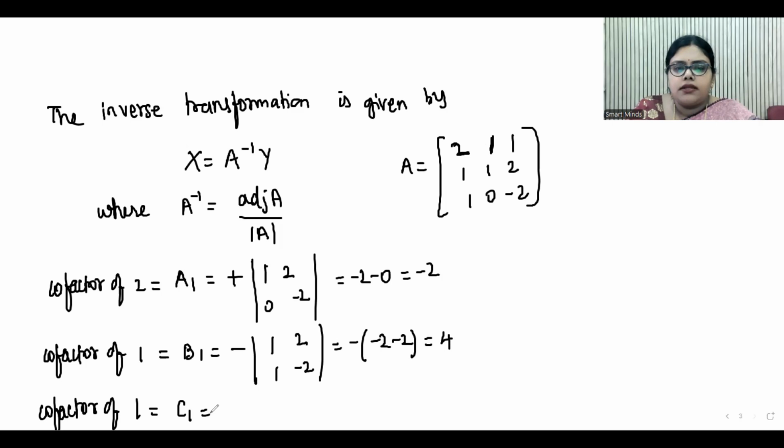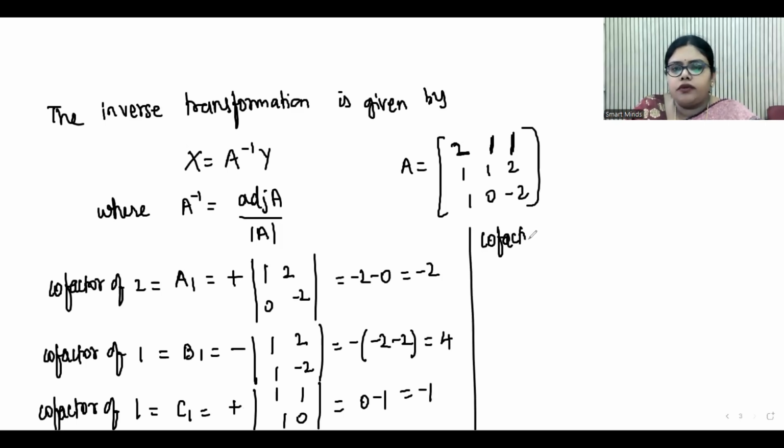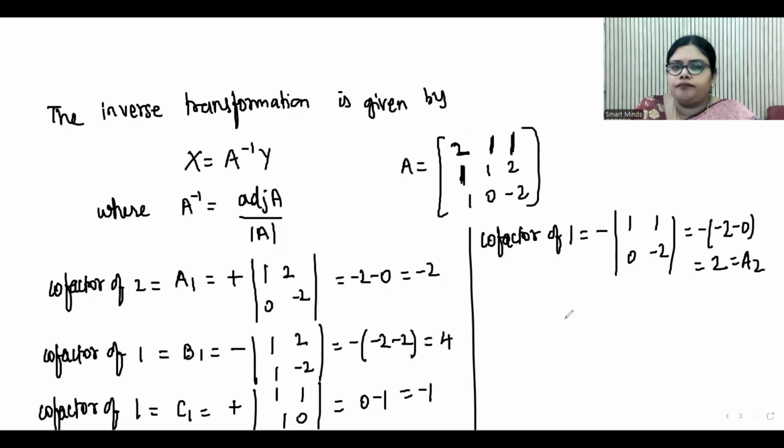Now we need to find the cofactor of 1. That is C1. C1 is plus of, now remove this row, this column where you have this 1. So remaining elements are 1, 1, 1, 0. That is 0 minus 1, which is equal to minus 1. Now the same way we find the cofactor of the next one, this one. That is minus. Now you remove the row and column where you have this 1. So you are left with 1, 1, 0, minus 2. So that is minus of minus 2 minus 0. That is 2. Let us denote it by A2.